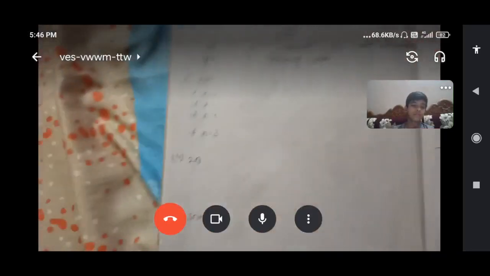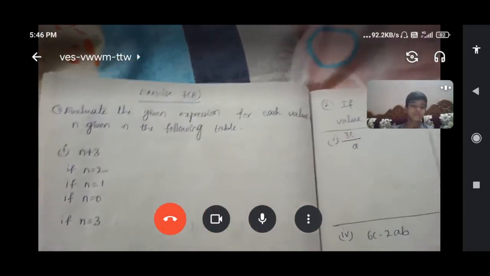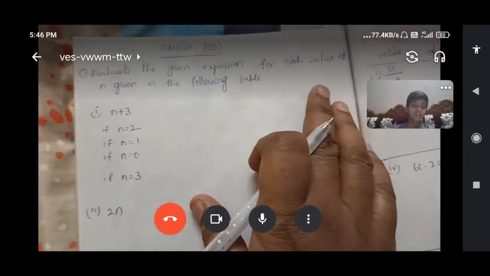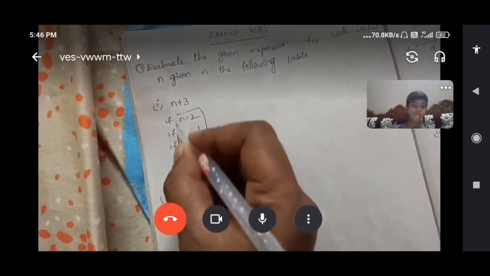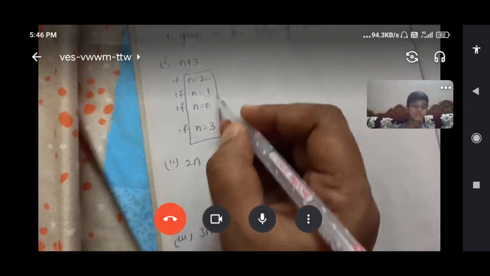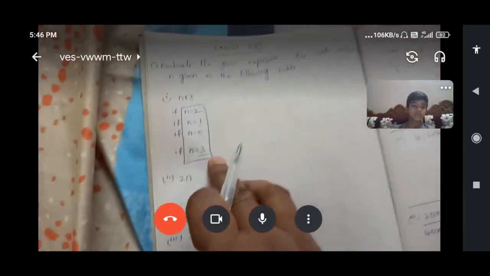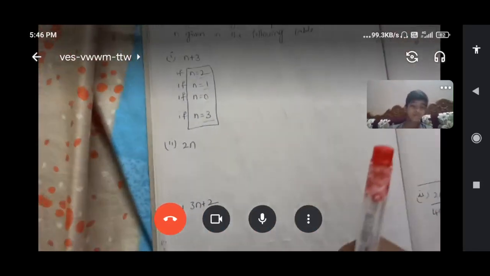So that is 7b. Here see, evaluate the given expression for each value of n given in the following table. In the textbook they have given this only: n values 2, 1, 0, 3. All these problems are based on these values only. They have given them in the form of a table. I have taken it like this.